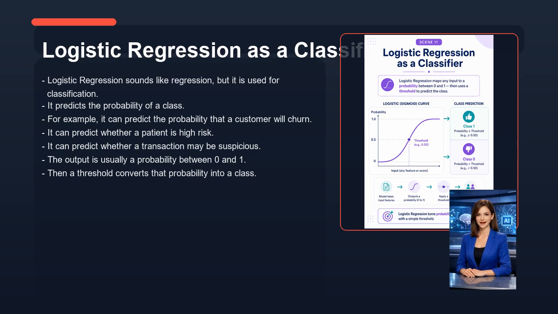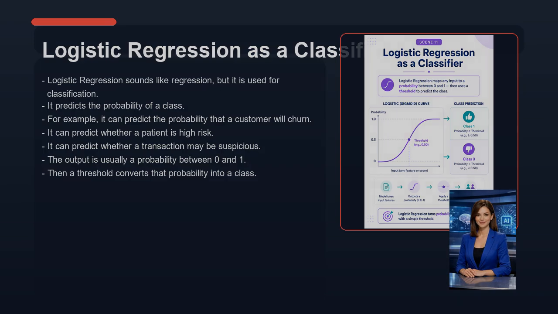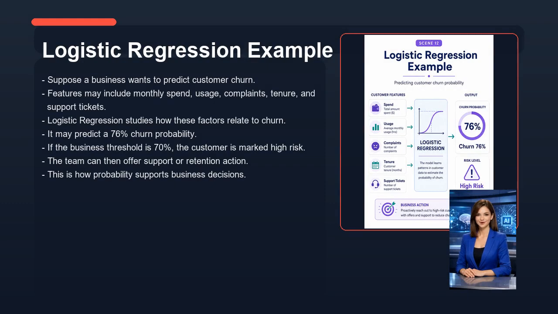It can predict whether a transaction may be suspicious. The output is usually a probability between 0 and 1. Then a threshold converts that probability into a class. Now let's look at a logistic regression example.